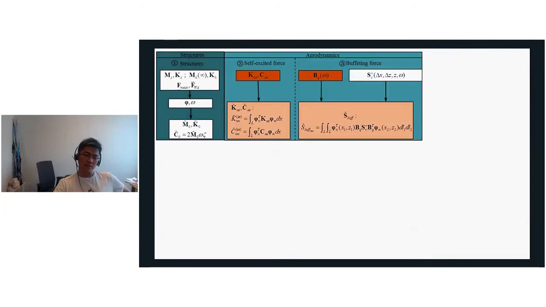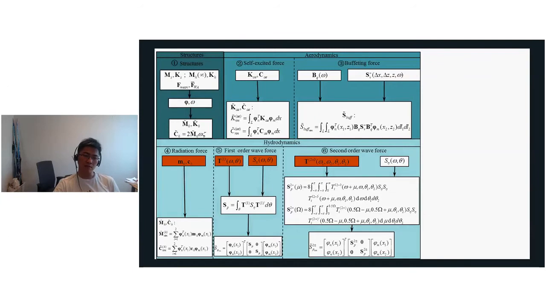And then we can calculate these matrices in the generalized coordinate, just doing some integration using the natural mode shapes. The third step is about the hydrodynamics. We calculated the added mass, added damping, and the first and second order wave force transfer functions based on potential theory. Here we use HydroD in the case studies. And then we can calculate these matrices in the generalized coordinate and also the generalized spectra of the wave excitations.